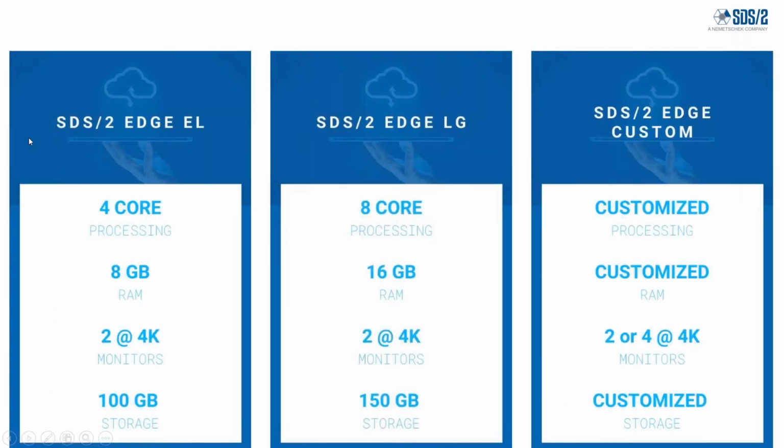Now to handle this, what we provide is a couple different options here. Our Edge base package, the EL, you get 4-core processing, 8 gigs of RAM, 2 monitors at 4K resolution, and 100 gigabytes of storage. If you want to step up to the Edge LG, that pretty much doubles it. And so we have that option there. And then we have our SDS2 Edge Custom, which is we can kind of mix and match to see what's the best fit for what you guys want to do.